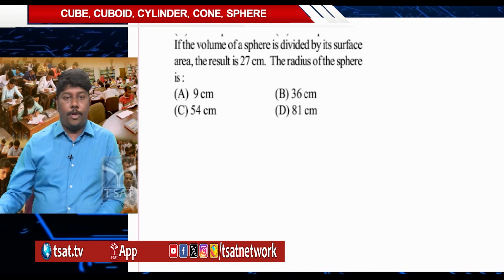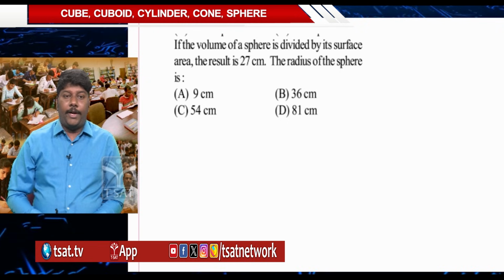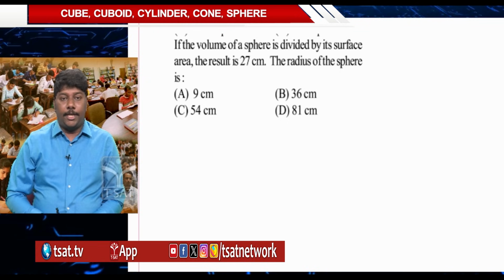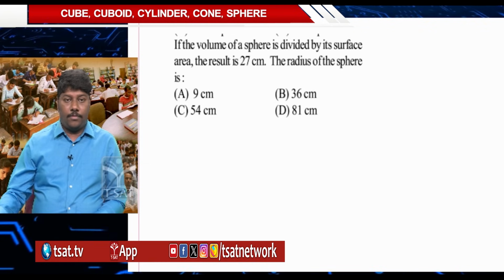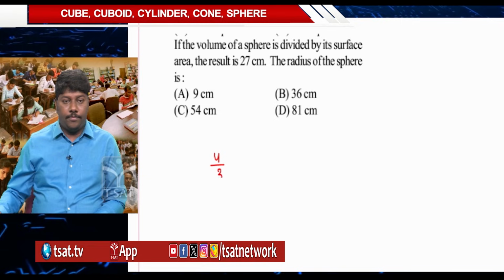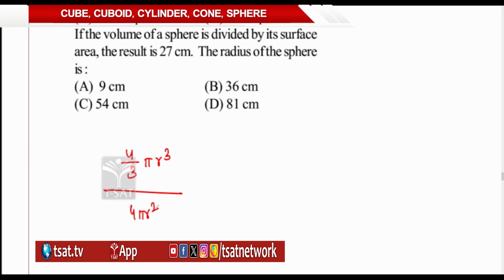Now here we look at a problem based on spheres. The volume of the sphere divided by its surface area, the result is 27 centimeters. The radius of the sphere is? Volume of the sphere is 4 by 3 pi r cube divided by its surface area 4 pi r square is equal to 27. Pi cancels, and all you are left with is r by 3 is equal to 27. Therefore radius is equal to 81 centimeters. It's purely a question based on sphere.